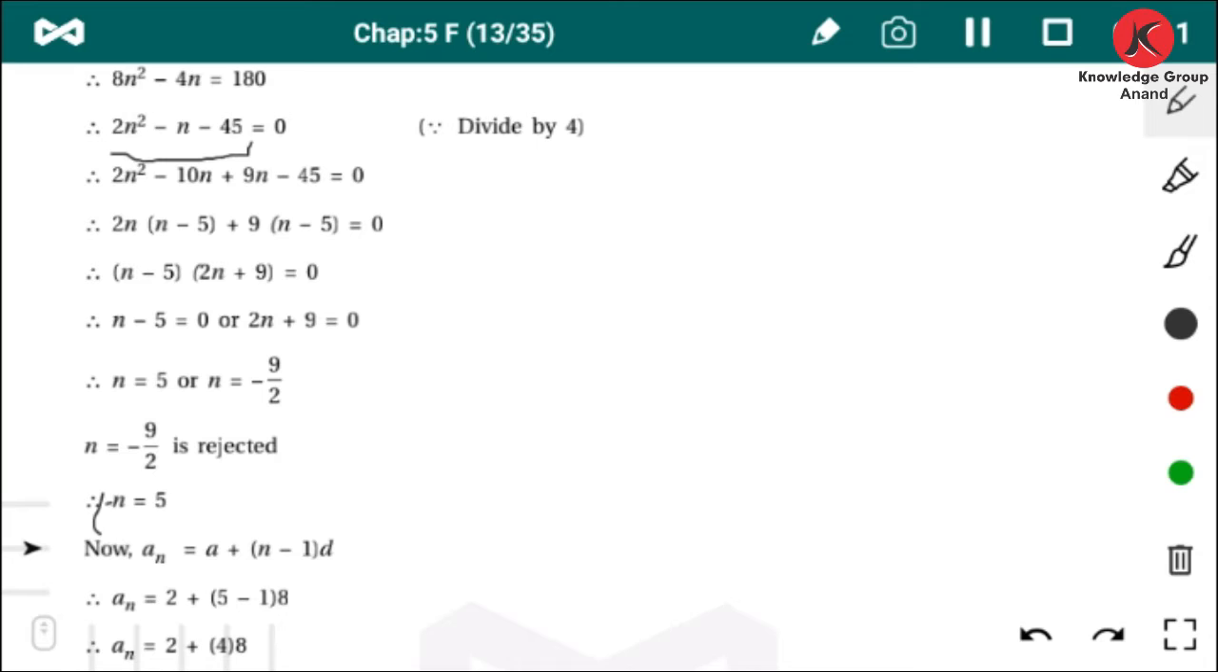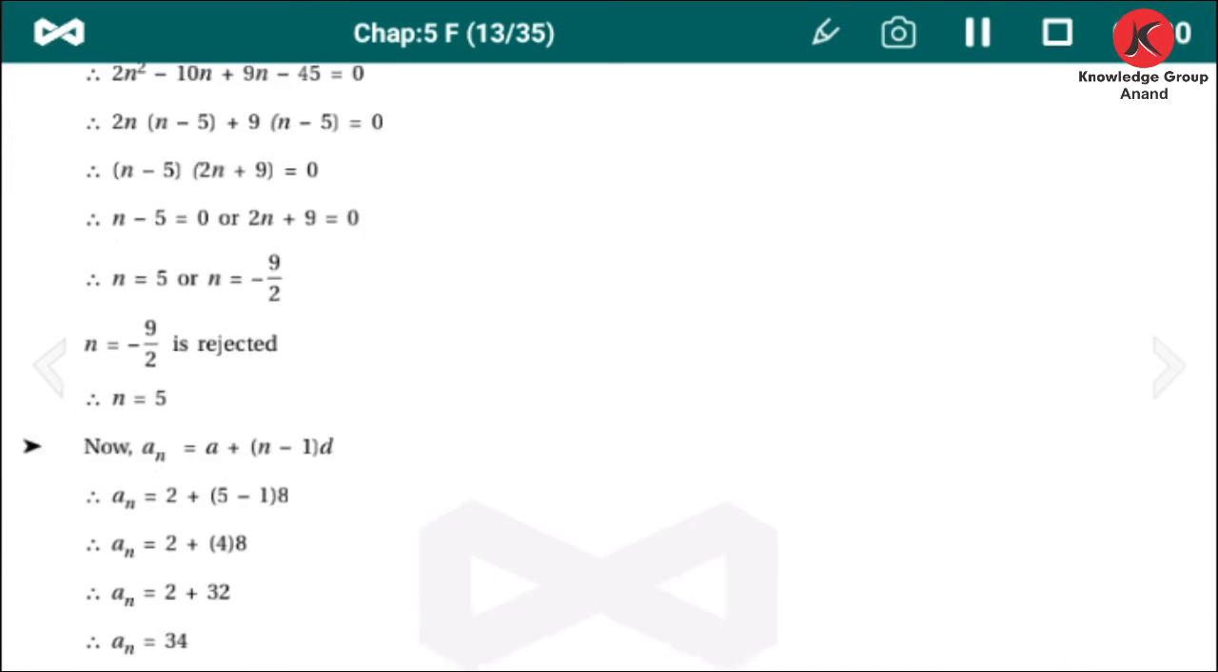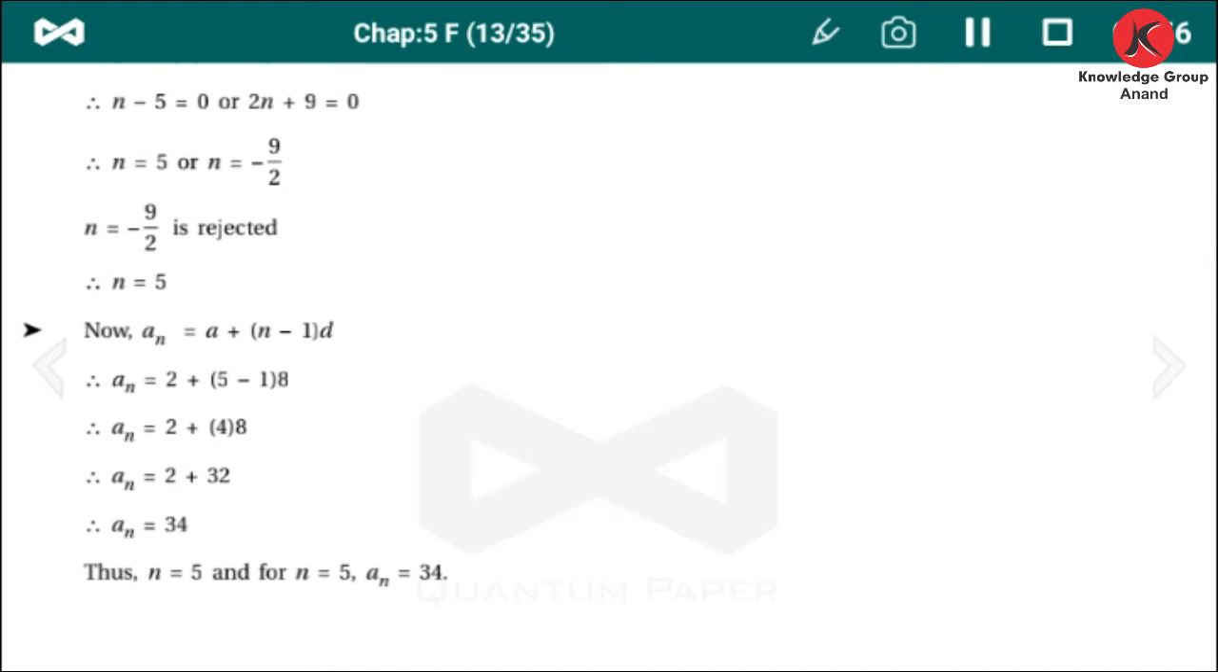Now again find an. Using the formula an is equal to a plus n minus 1 into d, an is equal to 2 plus 5 minus 1 into 8. 5 minus 1 is equal to 4, and 4 into 8 is 32, plus 2 is 34. So for n is equal to 5, an is equal to 34.